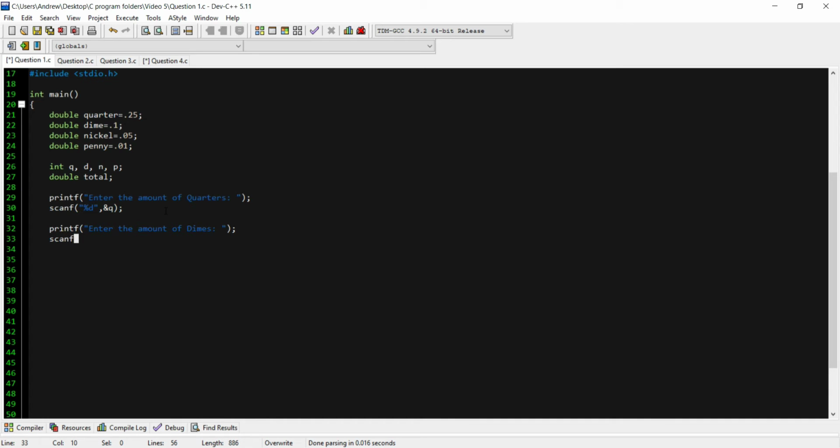All right, scanf. Remember, these are integer types because I'm focusing on int q, d, n, and p. Don't forget the address operator, so I can store the value in there. So we're going to do the enter the amount of nickels.